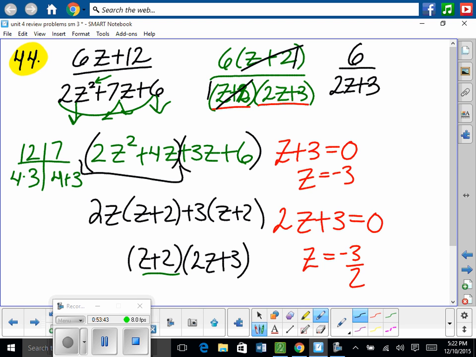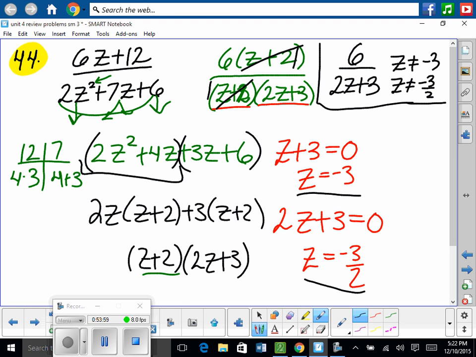And we can't divide anything out because remember 2z plus 3 is connected. So there's our answer as long as z does not equal negative 3 or negative 3 halves. And z does not equal negative 3 halves. So this would be considered our final answer.